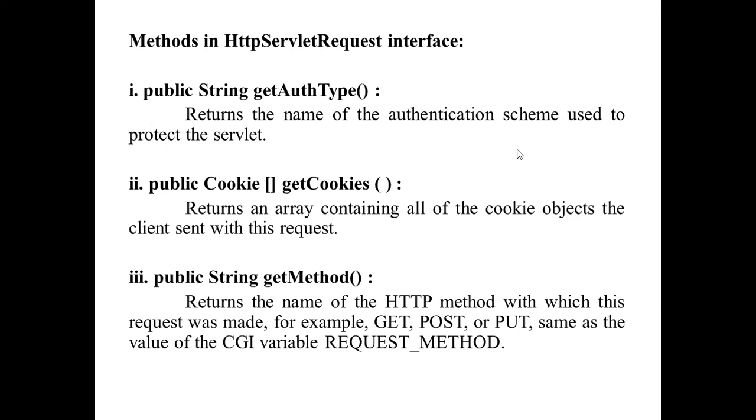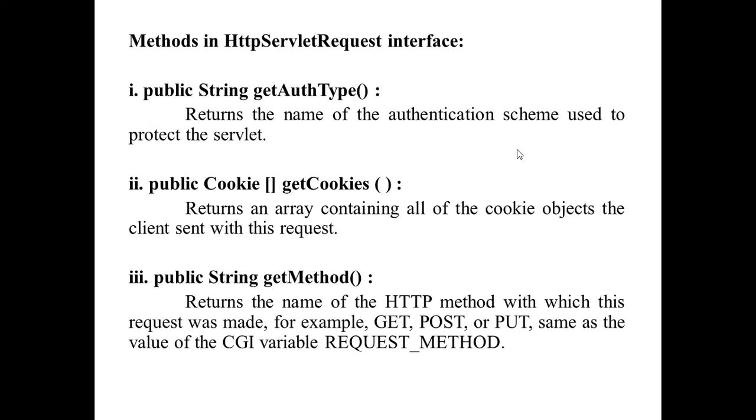Second method is public Cookie array getCookies. It returns the array containing all the cookie objects the client sent with this request. So it returns the information in the cookies in the request made. Means particular request related information is sent with the help of cookies.